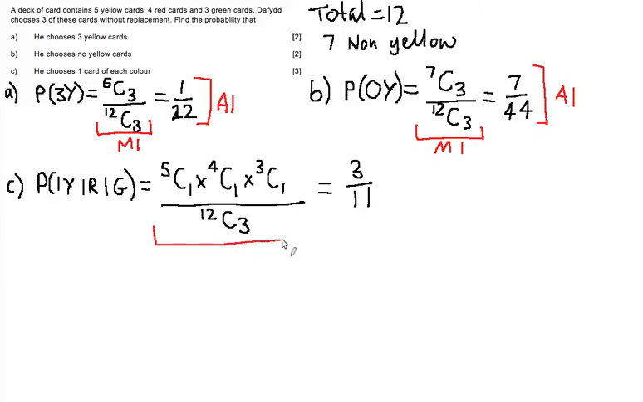Final line, this long statement here, we get a method mark and an accuracy mark, so that's for using the method for finding different things and actually remembering that you have to multiply things together, and we get our accuracy mark for getting 3 out of 11 at the end. Okay, so I hope this all makes sense and that you understood it.